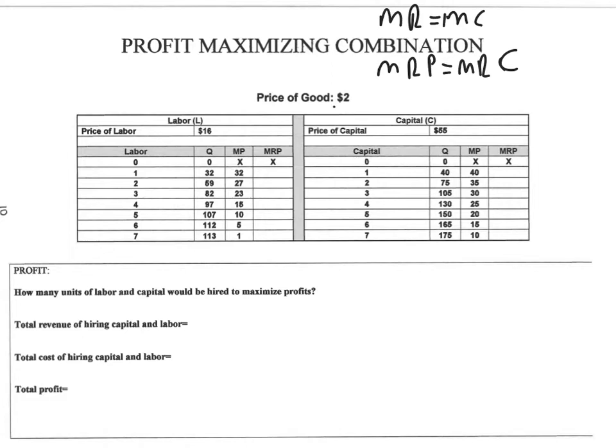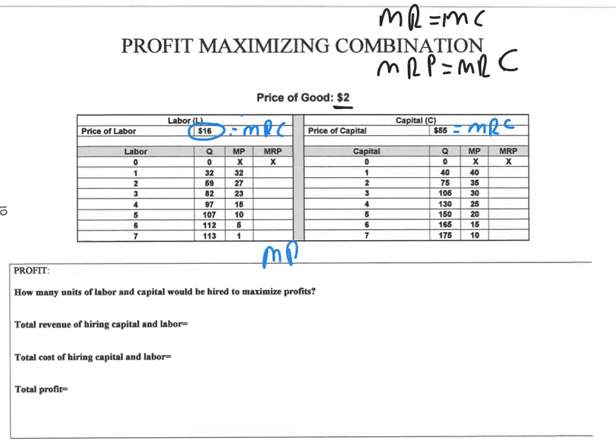So when we look, the price of the good is $2 in this example. And we have two things. We have labor and we have capital. Labor has a price of $16. That's its cost, so that's the MRC for all units of labor. So we're going to hire until the MRP dips below that. And the price of capital is $55, which is that resource cost. Each additional capital we hire is going to cost us $55.